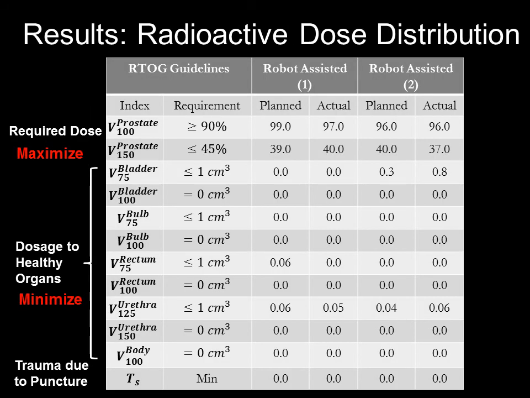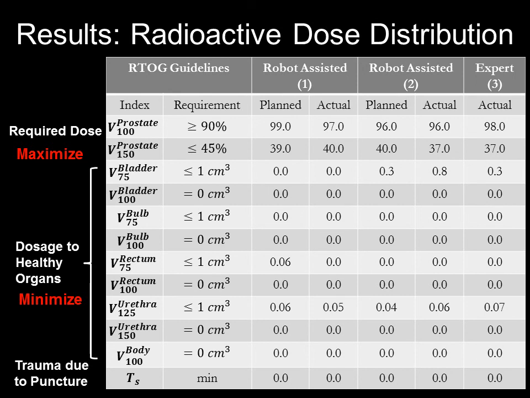Furthermore, we were pleasantly surprised to discover that the performance of the robotic implant meets all of the clinical requirements, and we did not puncture any of the healthy structures in the process, as shown in the last row of the table. As a comparison, we also juxtaposed these results with an expert's implant for a similar prostate phantom. And as we see, the robot's implant is at par with the expert's performance as well.